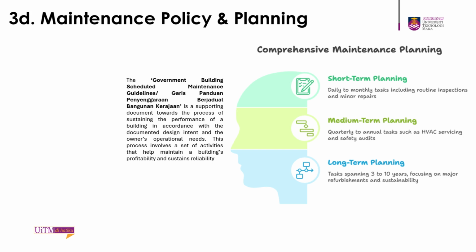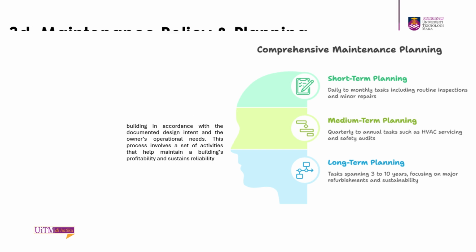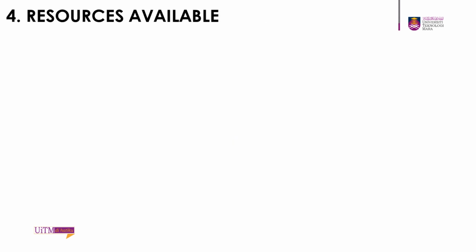Comprehensive maintenance planning. Short-term planning, daily to monthly tasks including routine inspections and minor repairs. Medium-term planning, quarterly to annual tasks such as HVAC servicing and safety audits. Long-term planning, tasks spanning 3 to 10 years, focusing on major refurbishments and sustainability. 4. Resources available.